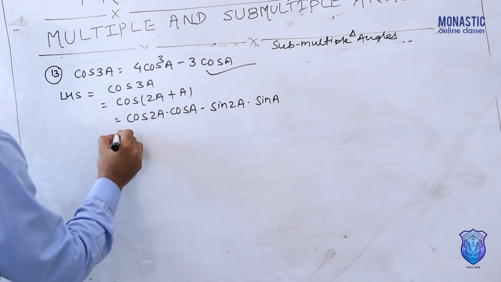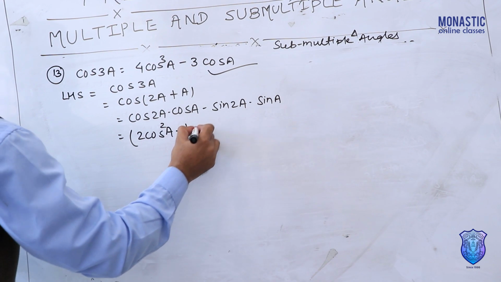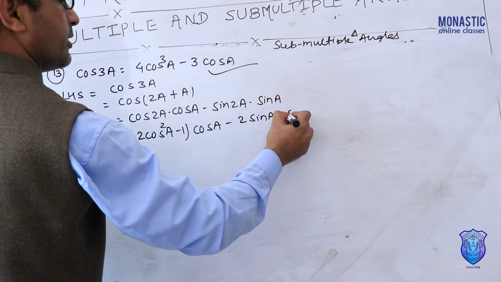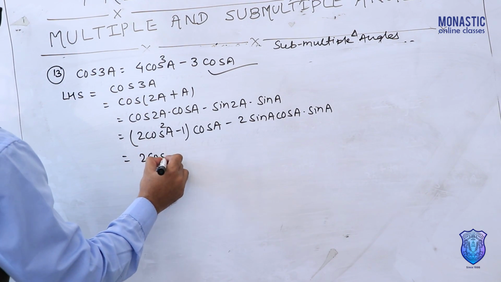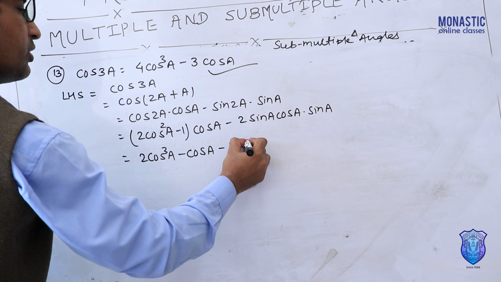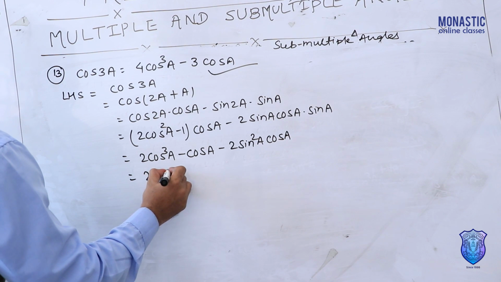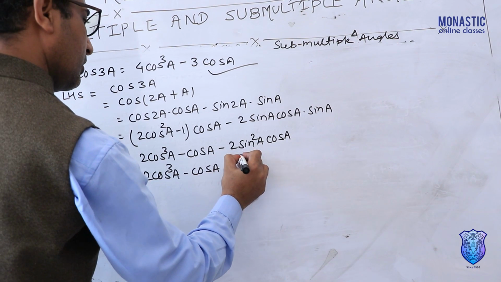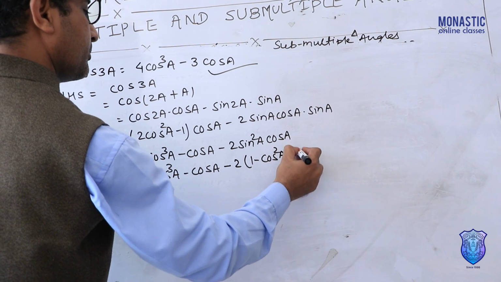We want the result in cos, so for cos 2A we will write the formula 2 cos square A minus 1, and for sine 2A we will write 2 sine A cos A into sine A. It becomes 2 cos cube A minus cos A minus 2 sine square A cos A. 2 cos cube A minus cos A minus 2 sine square A, whose formula is 1 minus cos square A.